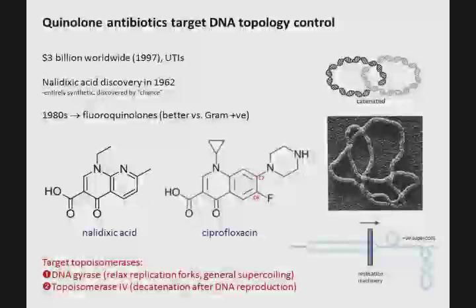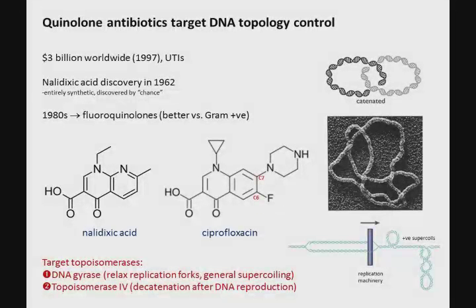And in the 1980s, we modified this class further by introduction of a fluorine atom. So here's the parent compound, nalidixic acid. Now we talk about fluoroquinolones, where at the C6 position, we've modified it with the fluorine, and I'll tell you why that makes it better molecularly. But they have a good spectrum against gram-positives and gram-negatives, and their target is DNA topology.